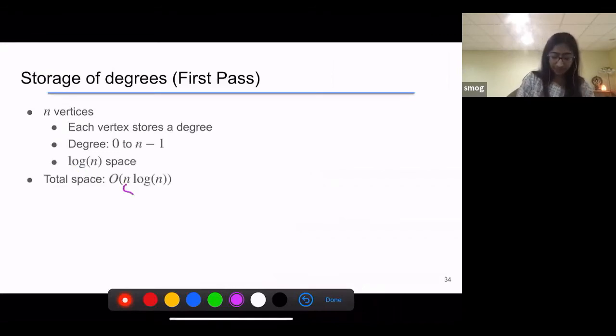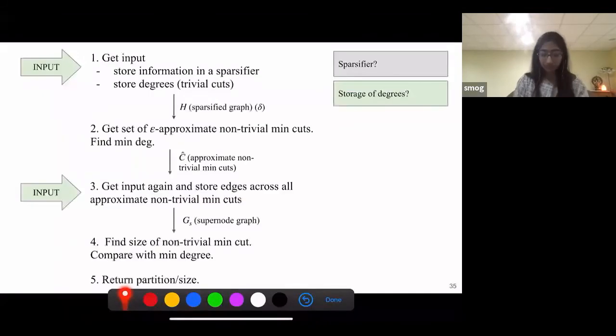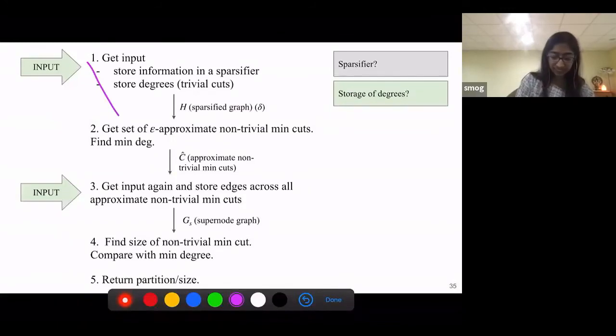So we have n vertices and log n space for each, so in total we have n log n space, and that fits within our bound. Okay, so our first step is done. And in the second step, we said that we're going to get some set C hat of epsilon approximate min cuts, right?